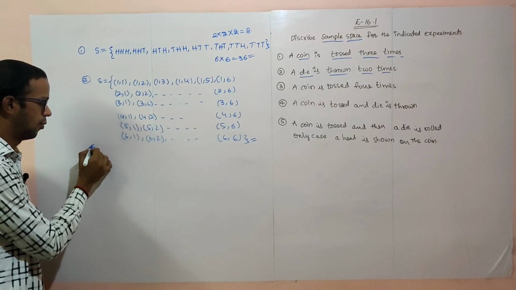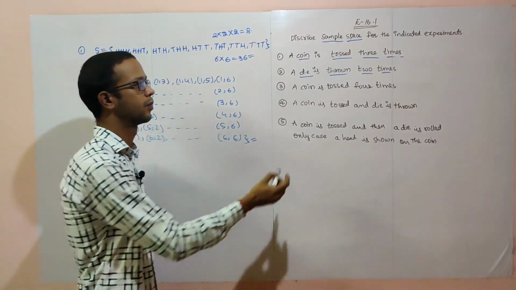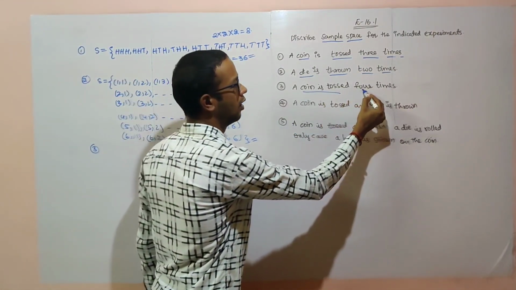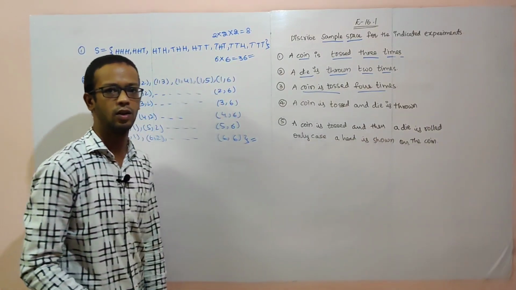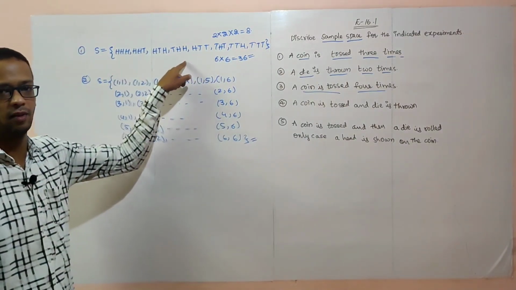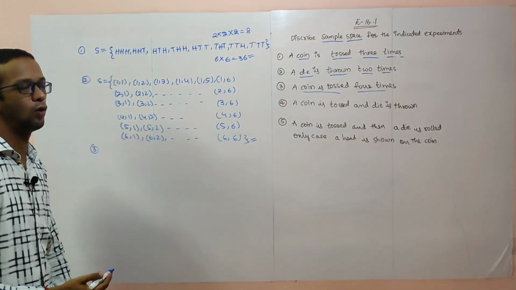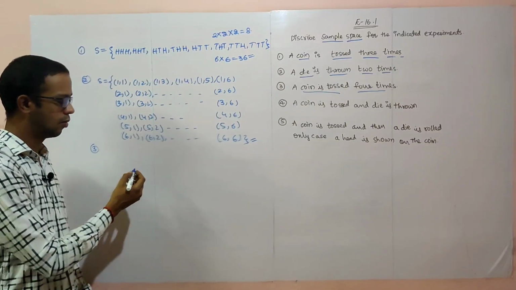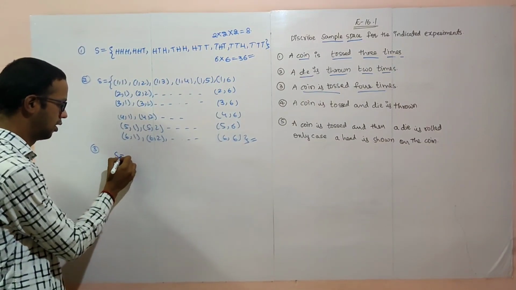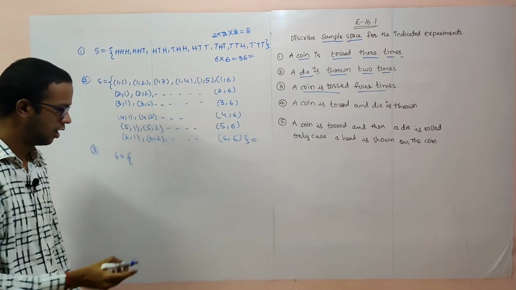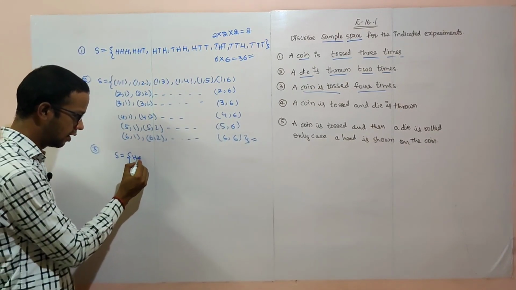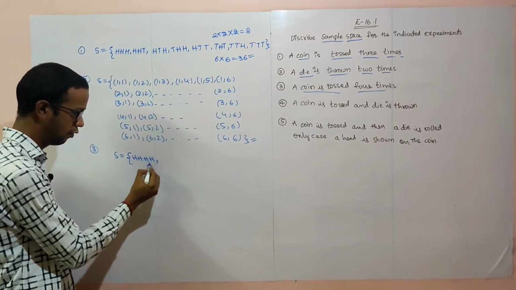Next, problem number 3 you can see here. A coin tossed 4 times. The previous one is 3 times; the next one is asking 4 times. How many outcomes will you get? 16 outcomes you will get. Concentrate and write these answers. H, H, H, H, 4 times H.